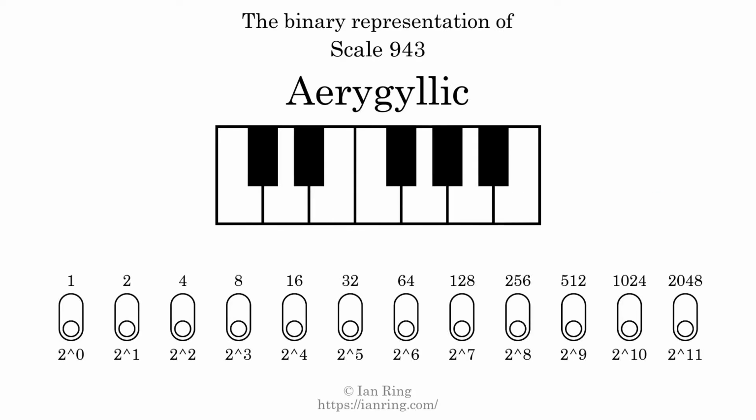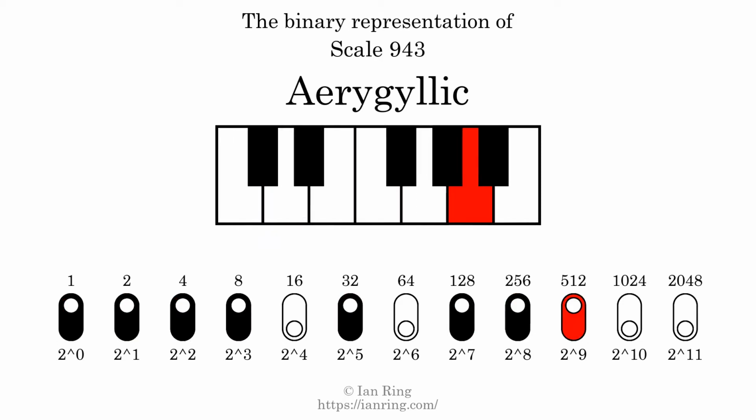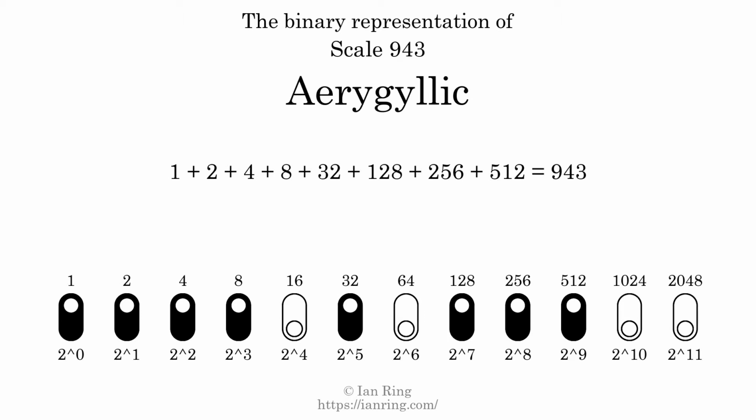The binary representation of this scale is determined by mapping tones of the scale to binary digits. Each binary digit represents a power of 2. To get the scale number, we add the powers of 2 together. The powers of 2 that are present in the scale, all added together, equals 943. That is why the scale number, in decimal, is 943.